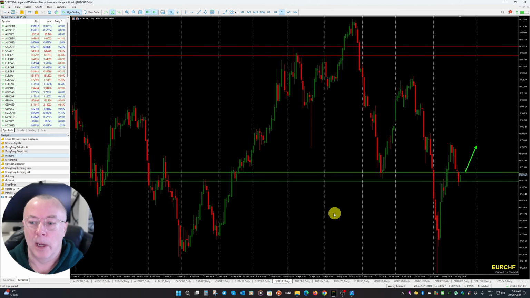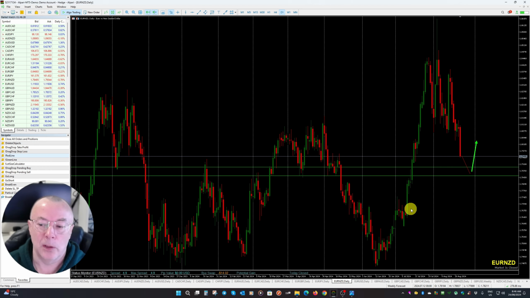The next setup I have here is the Euro Swiss, and this one we are already in the zone. It actually came down to this zone on Thursday last week, and we did get a green candle that closed positive, but it didn't actually close above our zone. So we're looking at now one more green candle to close above this zone, and then we'll take this one long.